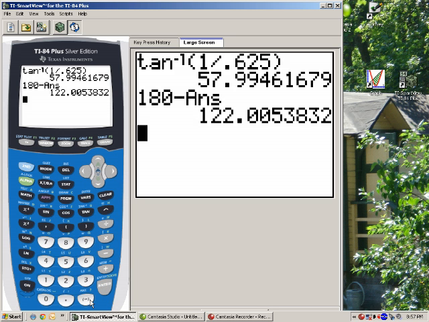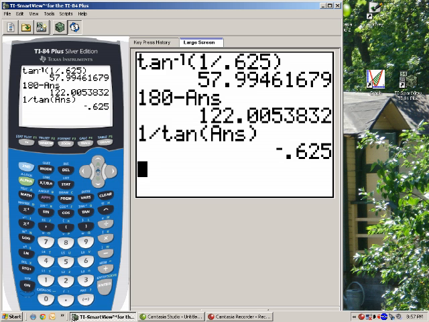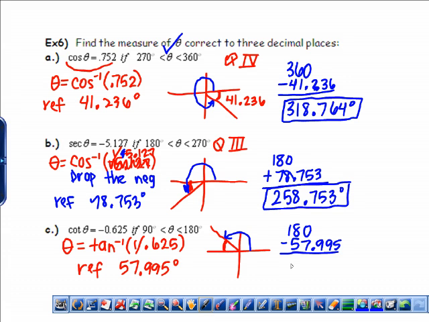Type this in, and then we'll check our work. Okay, 122.005. Let's see if when I take cotangent of it, if I get the decimal or the ratio that's written there, and I do, and I know my answer is between 90 and 180, so I know I have a good answer. And with that, the lesson's over, which is a good thing because my voice is about to go out.